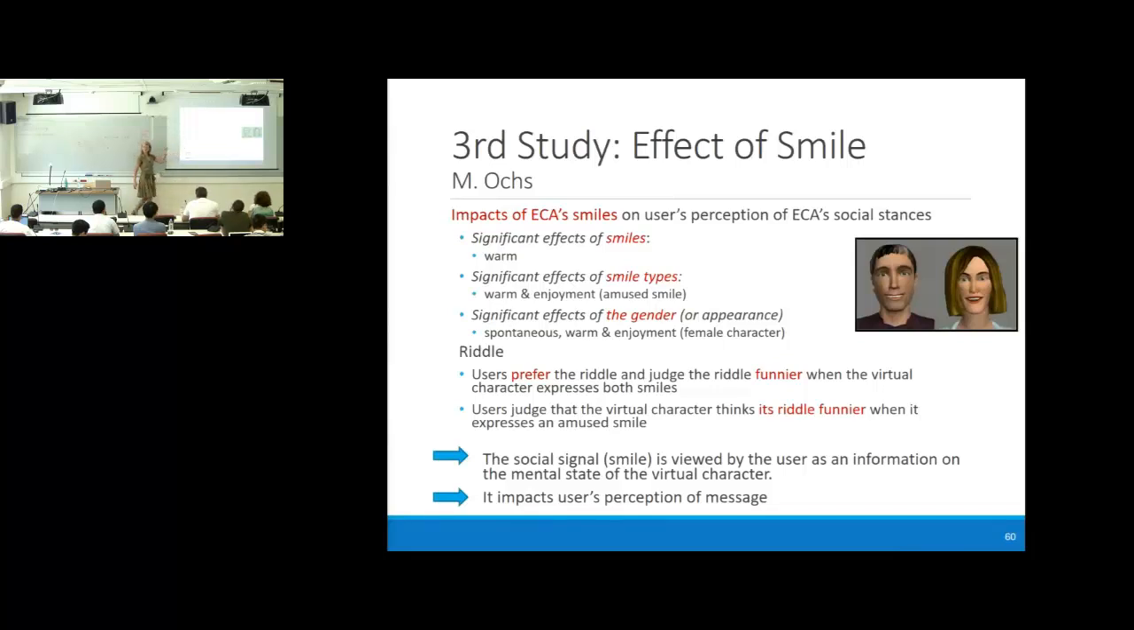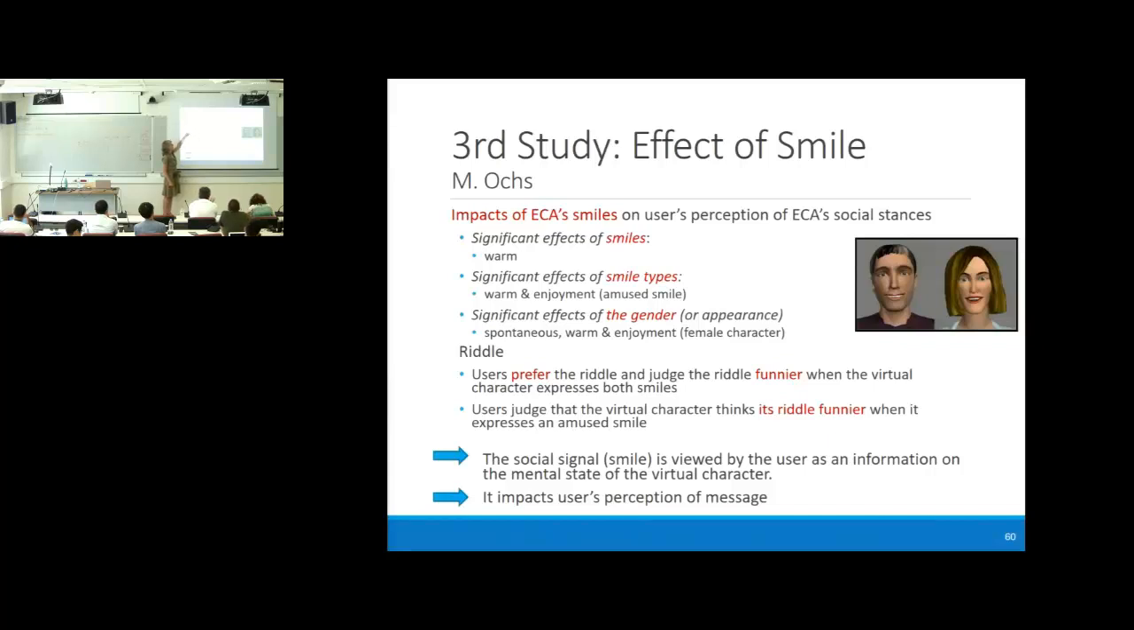But nevertheless, looking at the quality of the animations, and by manipulating those few parameters, we did find out that we had an effect on smile. So the agents that were smiling will appear warmer. We also have an effect on the different types of smile. So either there was a smile or no smile, we found there was a difference. We found also a difference on the smile type, so whether it was a polite smile or an amused smile.